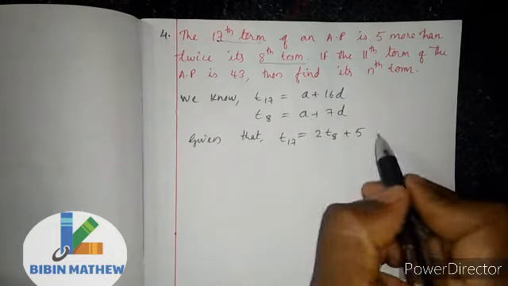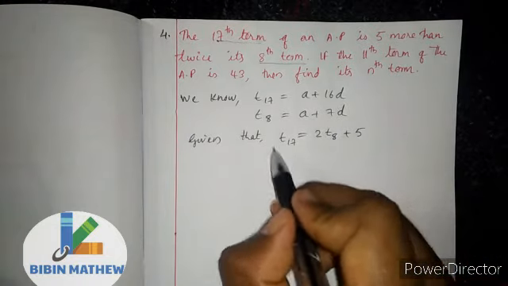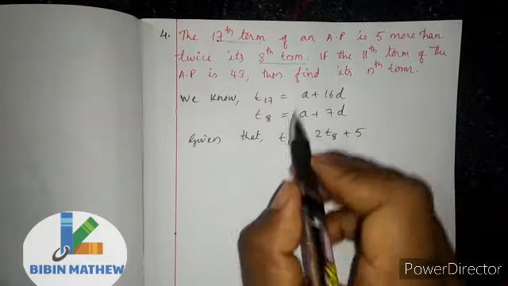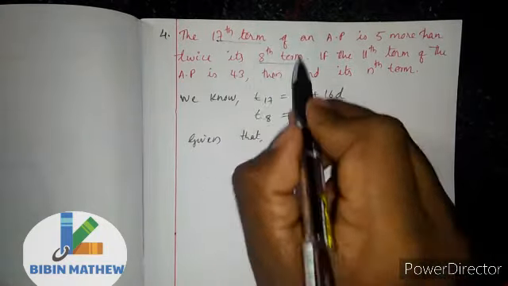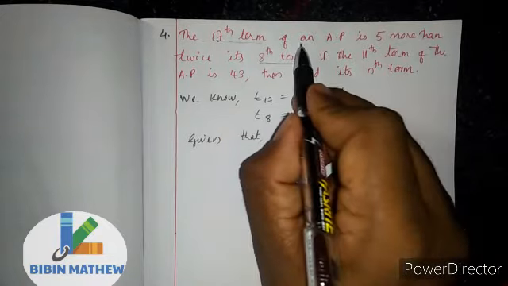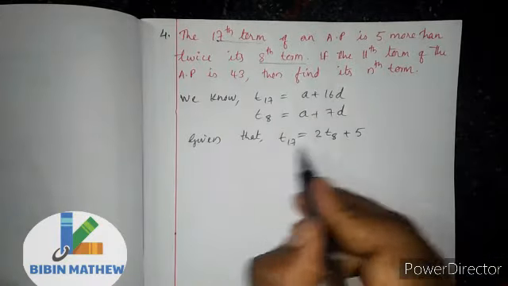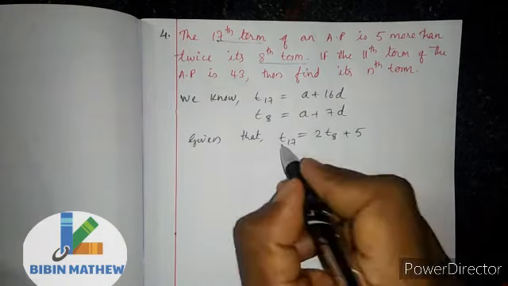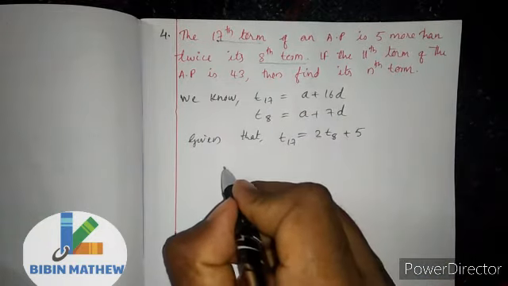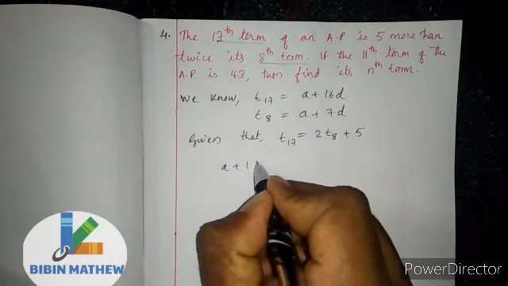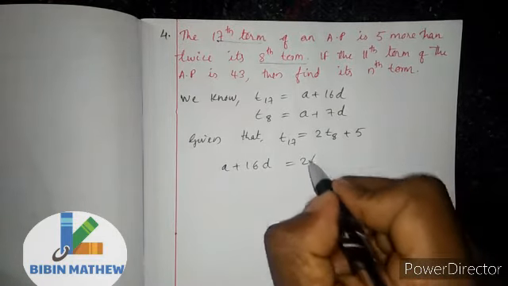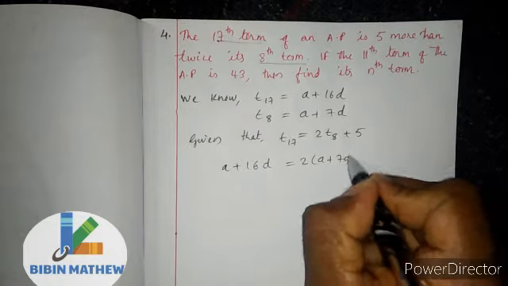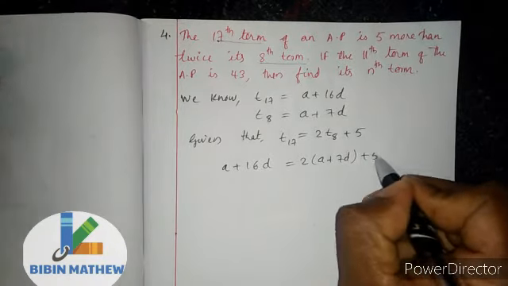So here is the very important thing that you have to understand how to prepare this mathematical formula from the given statement. That's why you have to read the statement again and again. That's why I told you let us rely on the first statement before going to the second one. So from this one, now let us substitute T17. You already know T17 means A plus 16D. That's equal to 2 into, what is T8? A plus 7D, plus 5.